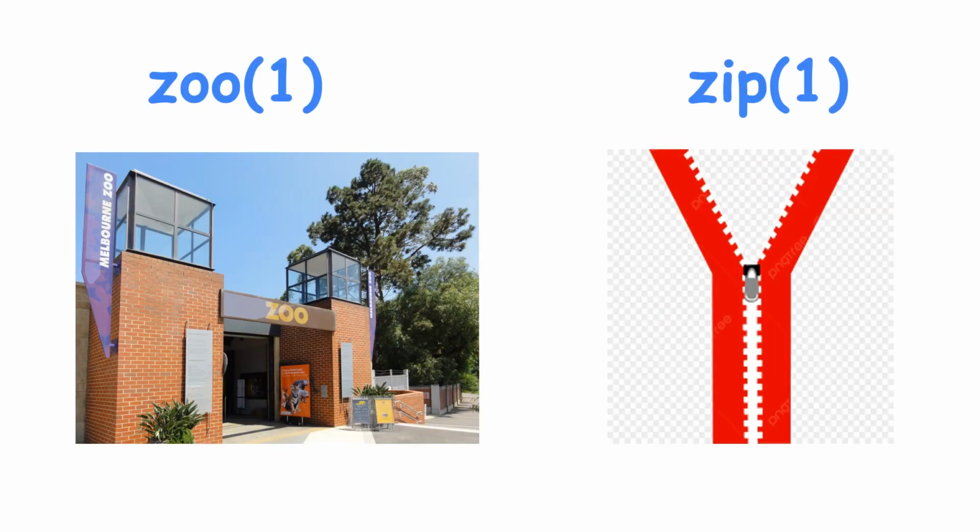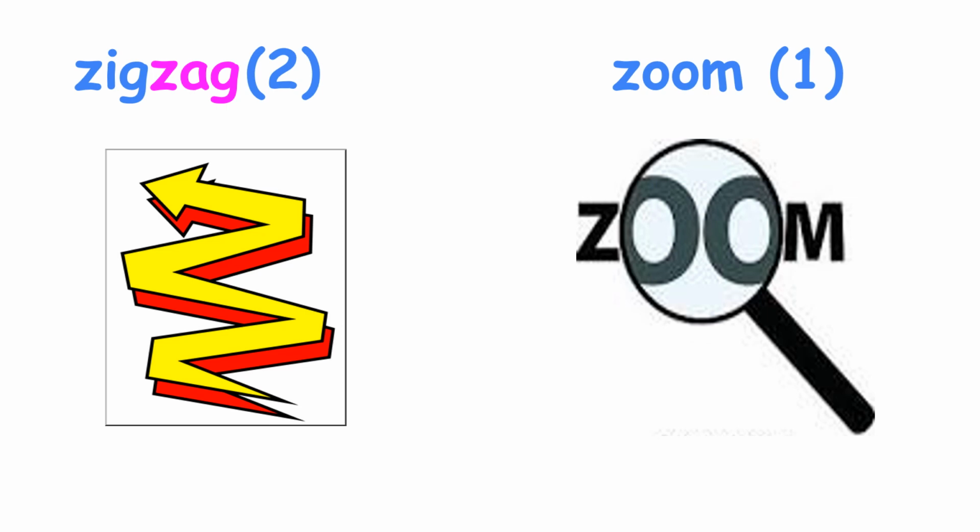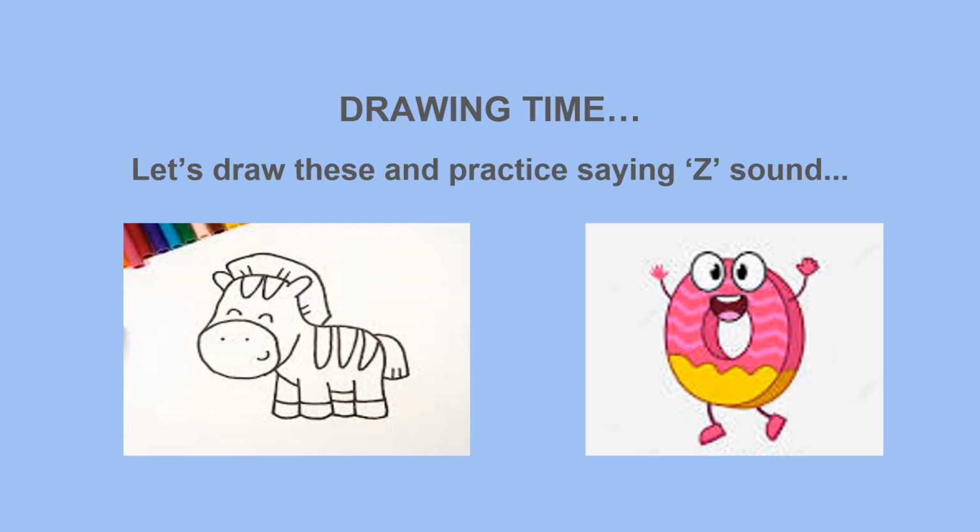Next is zoo. Only 1 sound is there, so we will clap only 1 time. Zoo. Next is zip. Again, we have only 1 sound coming out of it, so we will clap 1 time. Zip. Okay. Next is zigzag. 2 sounds, 2 times clap. Zigzag. And the next one is zoom. Only 1 sound, so 1 clap. Zoom, zoom. Wow, that's great.